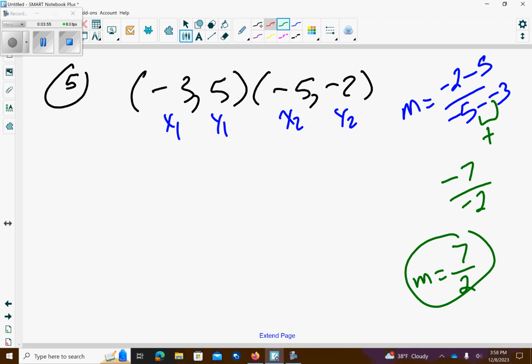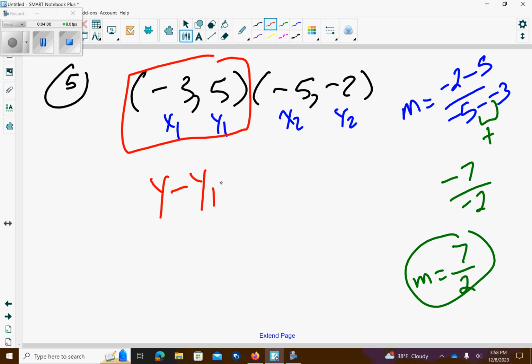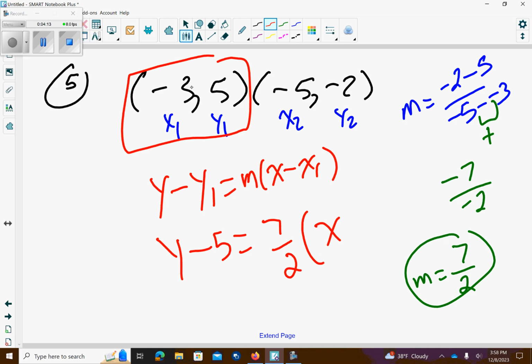All right, then we're going to use this point because we're going to plug in y minus y1 equals m times x minus x1. When I plug in, it's going to be opposite, so that's a +5 here, it's a -5 here. 7 over 2. That's a -3, so it's a +3 here.